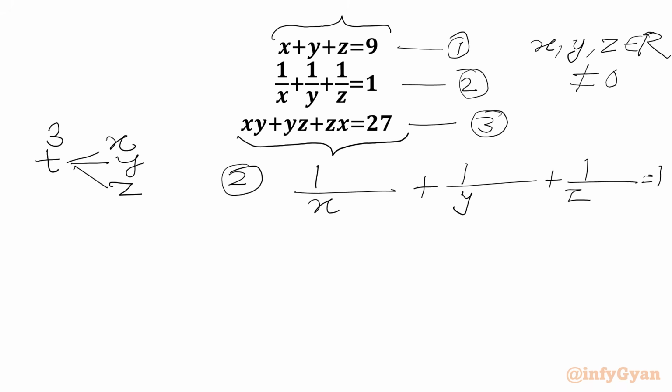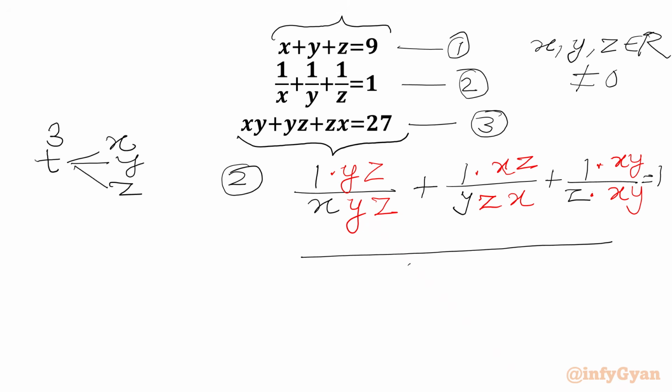Now we have to find x, y, z. So I will make our denominator common. I need to multiply here with yz, so I will multiply in the numerator also by yz. Here we will multiply with xz or zx, so in the numerator we will multiply with zx. Here we will multiply with xy, so in the numerator we will multiply with xy. Now our denominator will become xyz. Common denominator xyz, and in the numerator we can write yz plus zx plus xy.